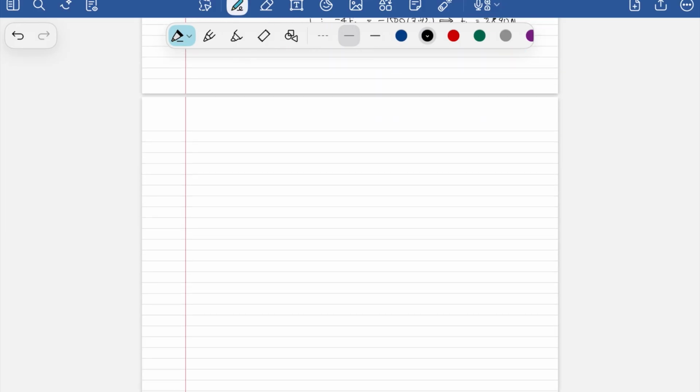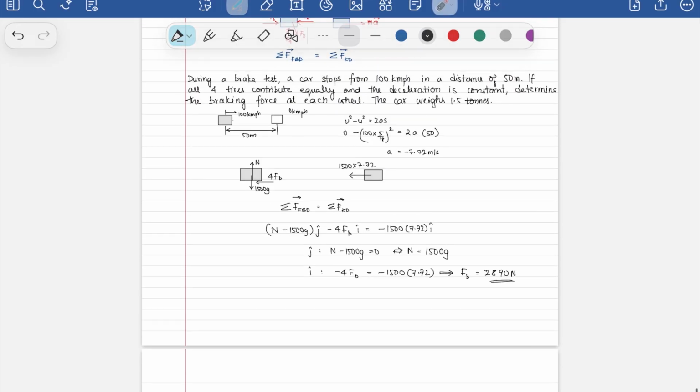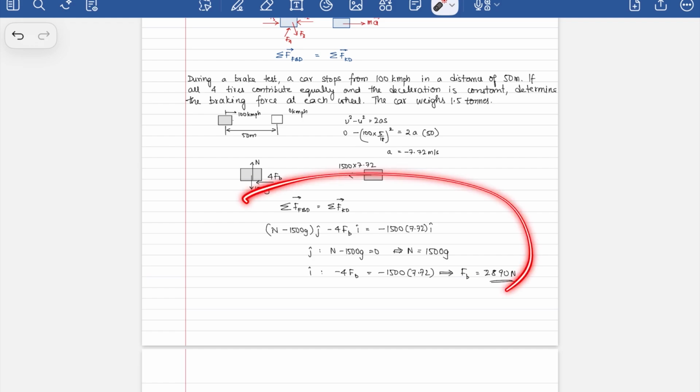Okay, I hope that makes sense. It's actually much simpler to just solve it directly, but I wanted to show this as an example of your force balance and so on.